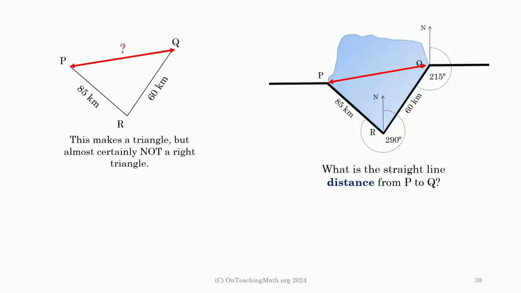It's probably not a right triangle. We do know that one side's 85, one side's 60. We've got to find the third. That's probably going to be the cosine rule. So let's go ahead and plug in the stuff we know and see what we have to figure out. Well, I need to know this angle A. And the reason I need angle A is because the side I need is opposite of A.